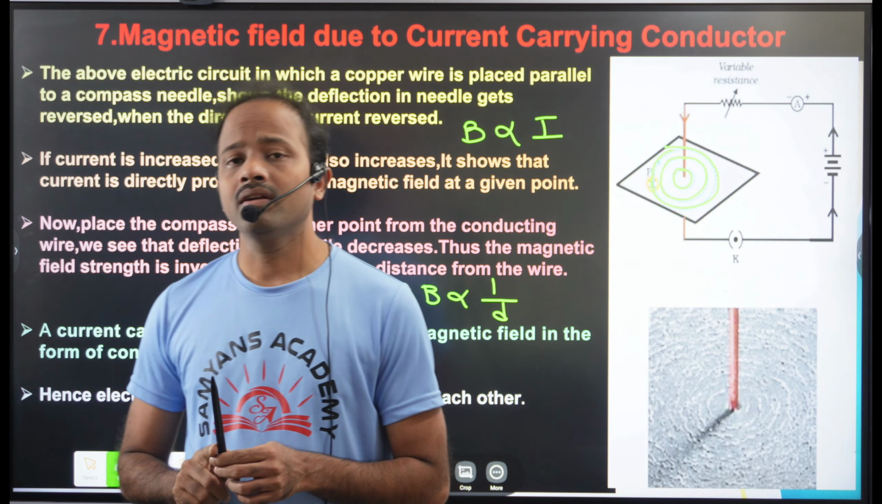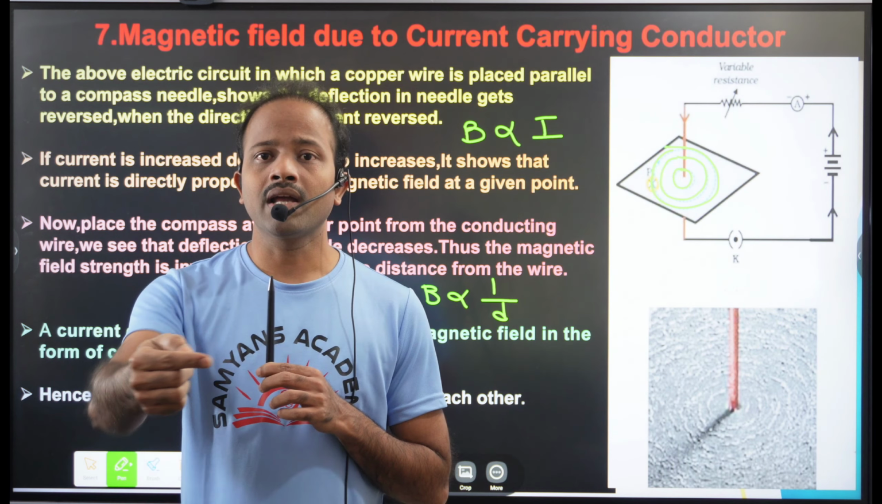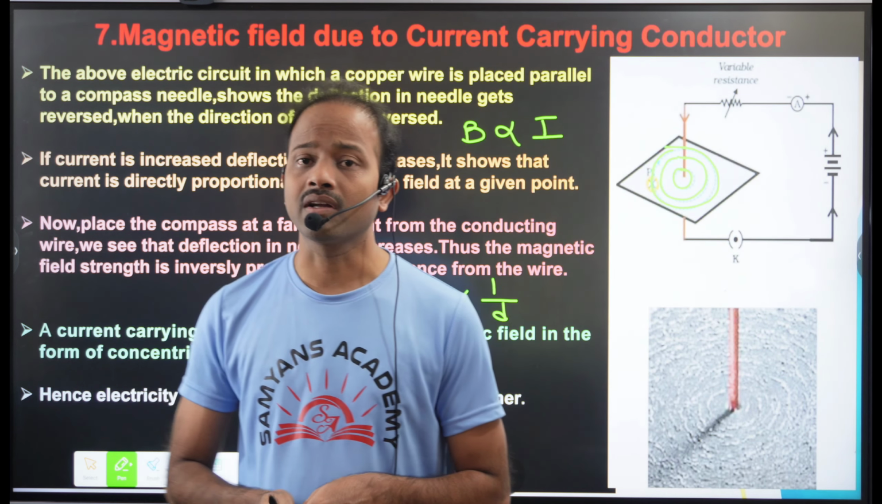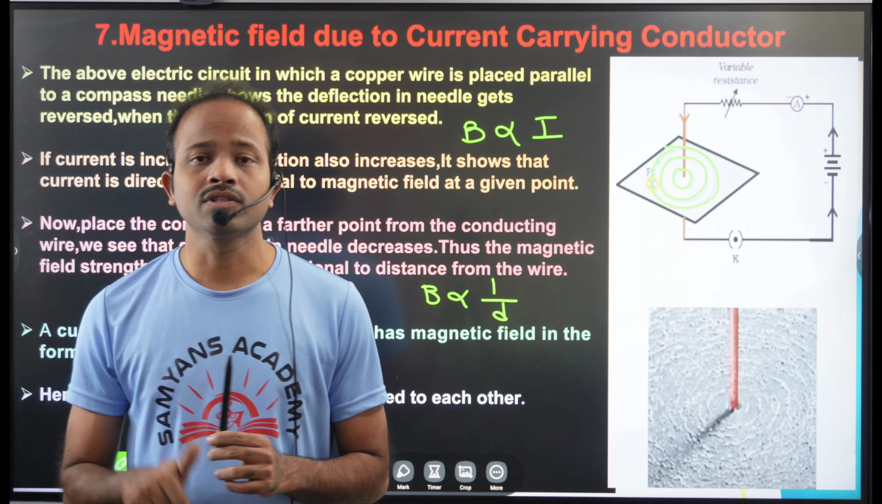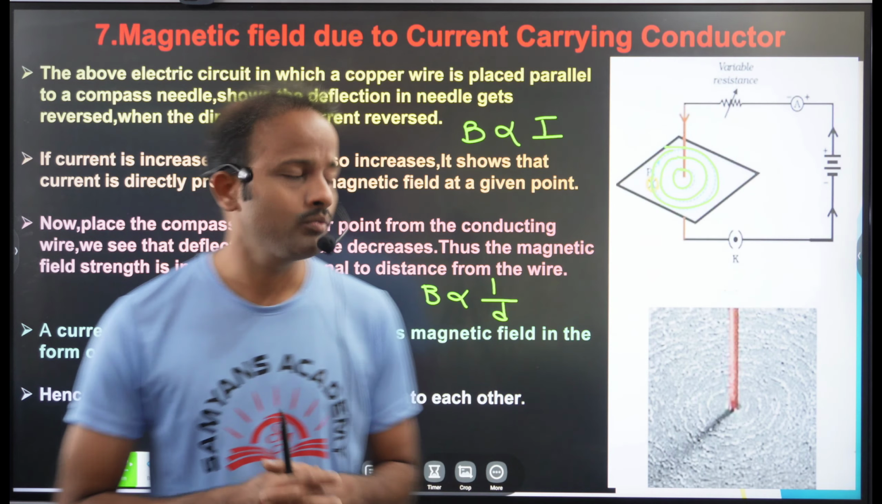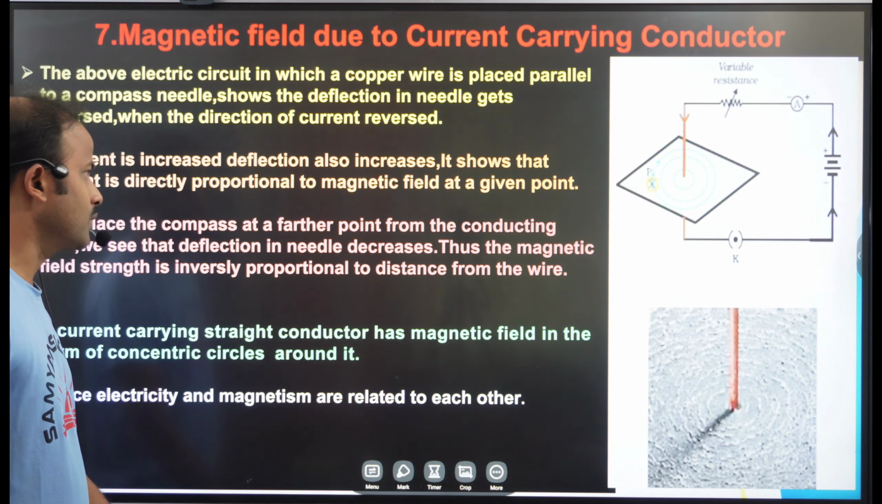When you increase the current, the magnetic field strength also increases. When you move away from the current carrying conductor, the magnetic field strength decreases. From this we can conclude that the magnetic field strength is directly proportional to current and inversely proportional to distance from the wire. Is it clear, everyone? Now move on to the next concept, that is the right hand thumb rule.